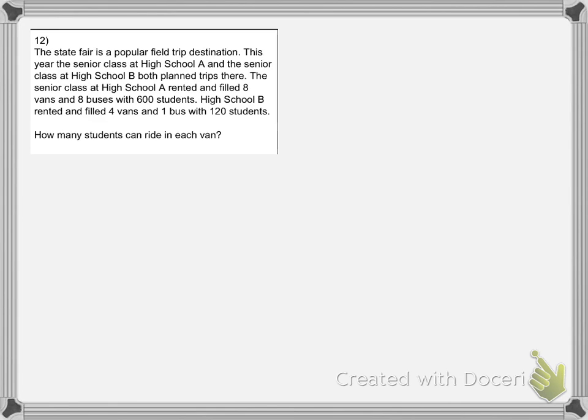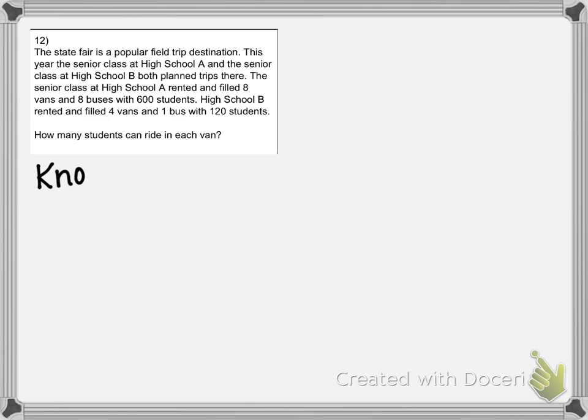All right, and number 12. It says the state fair is a popular field trip destination. The senior class of high school A and the senior class of high school B both plan their trips there. The senior class in high school A rented and filled 8 vans and 8 buses with 600 students. High school B filled 4 vans and 1 bus for 220 students. How many students will need to ride in the vans?